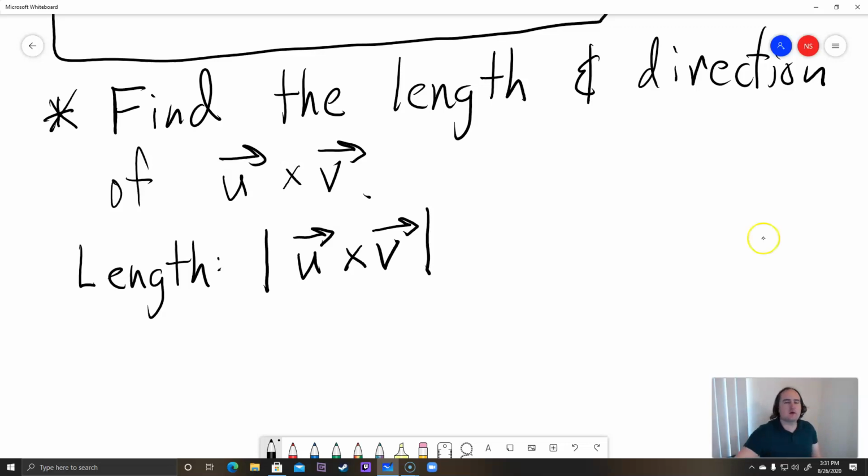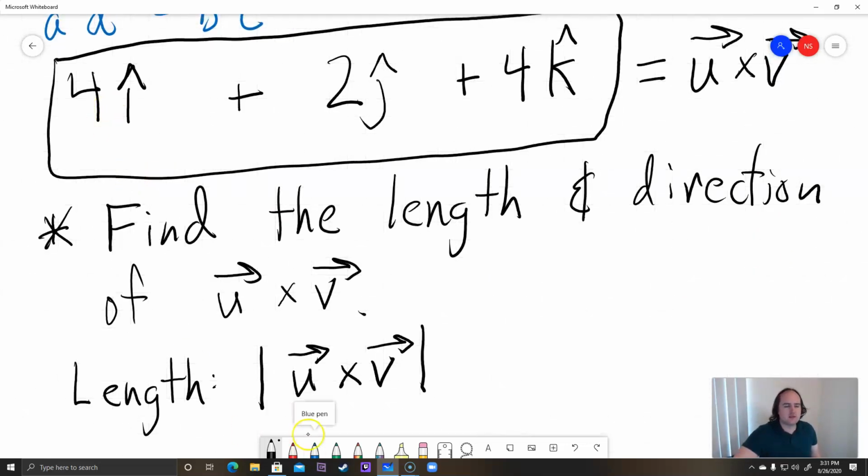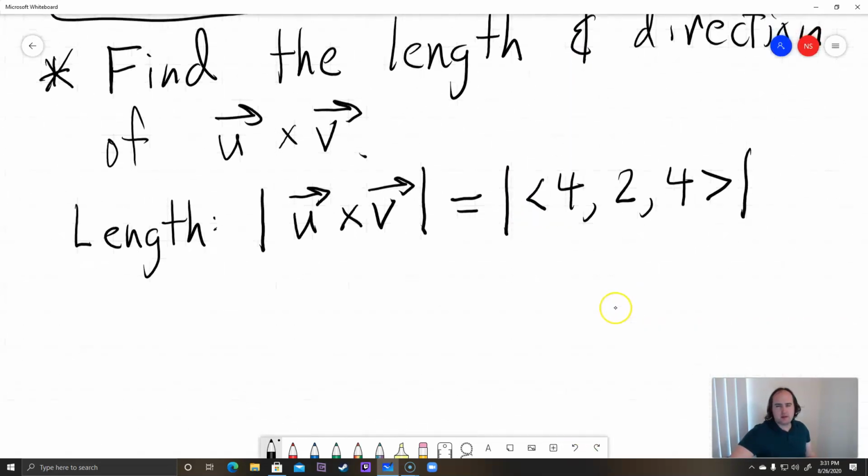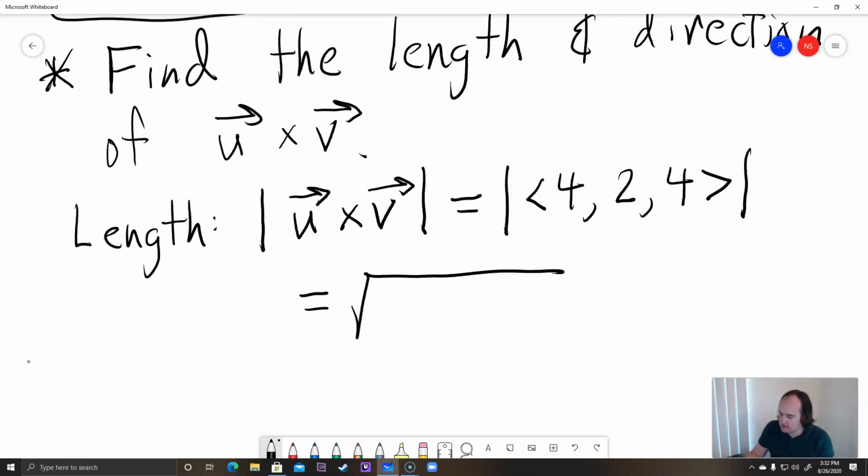Okay, but since we already know what u cross v is here, we're just going to be taking the length of 4, 2, 4. So we want to take the length of the vector 4, 2, 4. And remember, when you're finding the length, it's basically just the distance formula. So it's going to be the square root of the sum of the squares. Here, it's just going to be the square root of each of these squared added together. So it's going to be 4 squared plus 2 squared plus 4 squared.